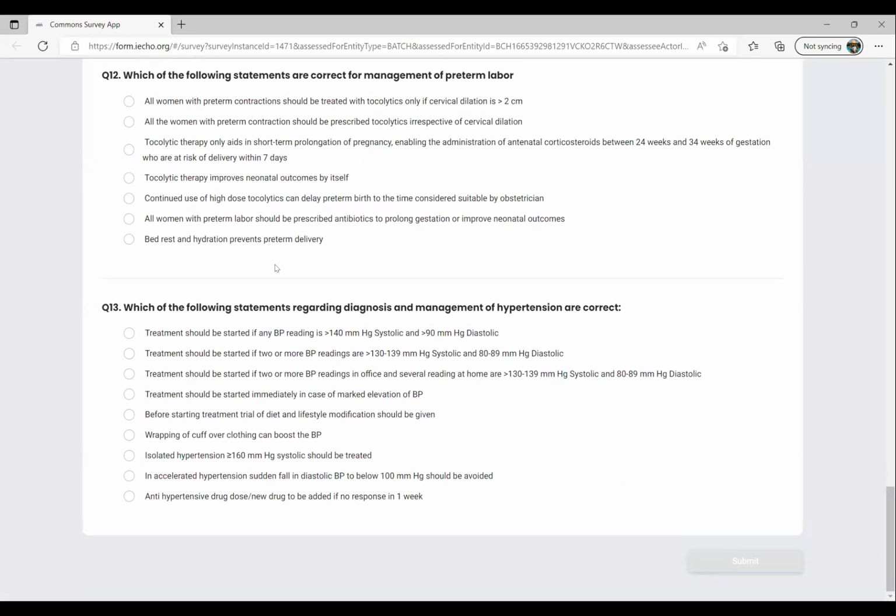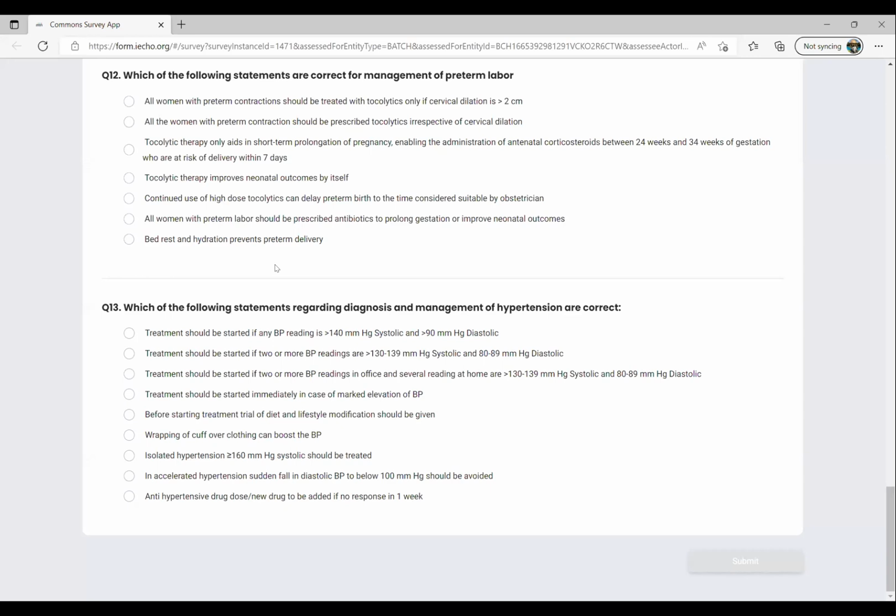Now, the last question is about the diagnosis and management of hypertension. I think Dr. Anupam Prakash is already there, and maybe he will discuss these things in detail. But let me tell you, we should not rely on a single reading of high BP, because it could be white coat hypertension, or sometimes masked hypertension. It is normal when the patient is in your office, but at home the BP may be high.